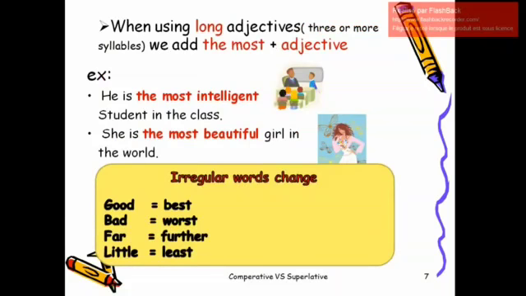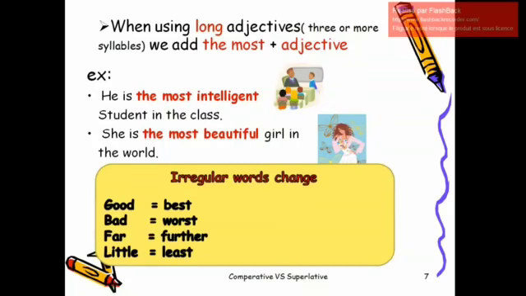When using long adjectives, like in the comparative, we have long and short adjectives. When using long adjectives means 3 or more syllables, we add the most plus adjective. Example, he is the most intelligent student in the class. Here we compare one person to a group of people. She is the most beautiful girl in the world.